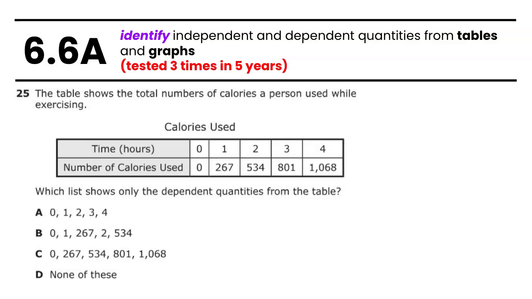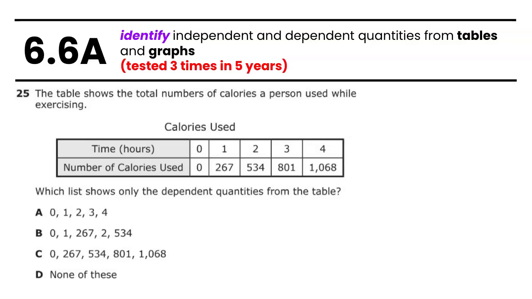And so as we look at this question, the table shows the total number of calories a person used while exercising. Well, as we look at the 2 variables involved in this particular context, we have time in hours and the number of calories used. We can ask ourselves the question: does the amount of time I spend exercising depend on the number of calories that I use up while exercising?